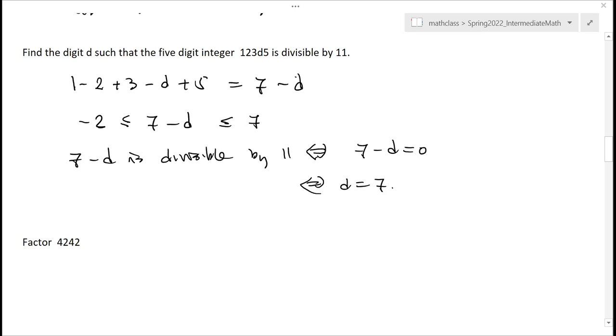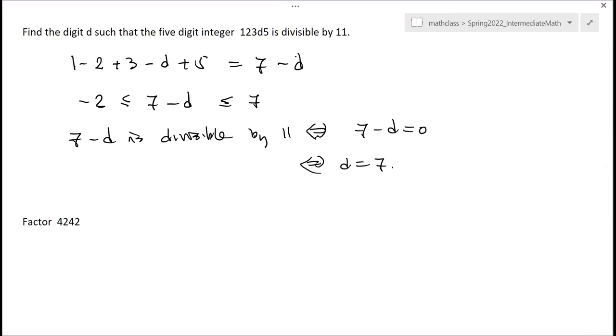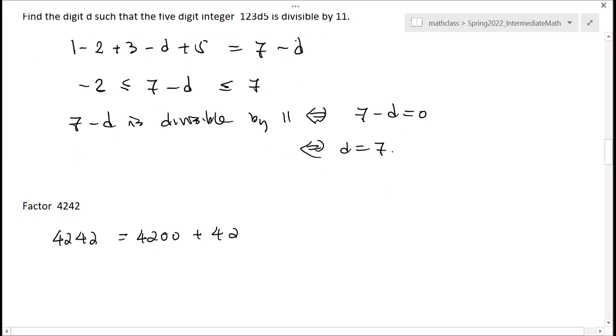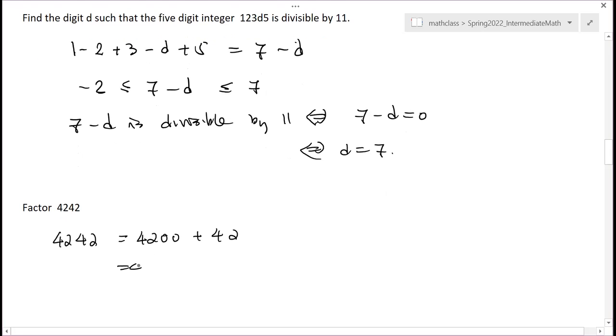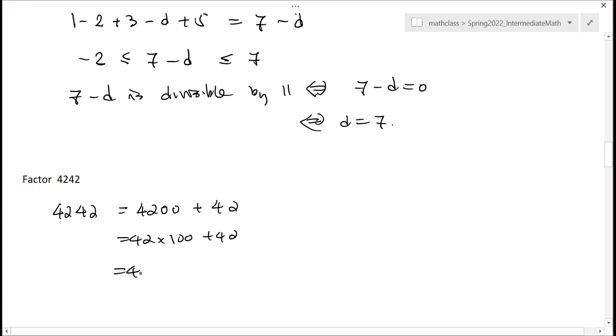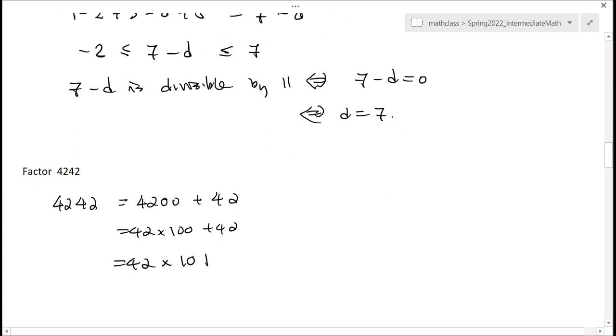Of course, it's clearly divisible by 2, but I'm not going to do it this way. 4242 is the same as 4200 plus 42. Then it's going to be 42 times 100 plus 42. Then you take the common factor out, which is 42 times (100 plus 1), which is 101. Now remember, 101 is a prime number, okay?